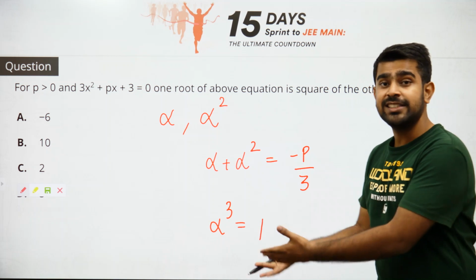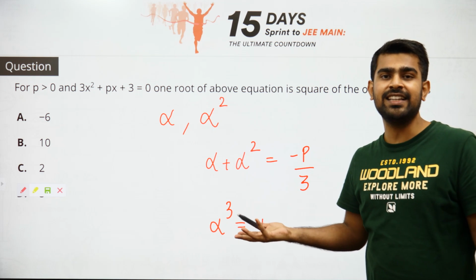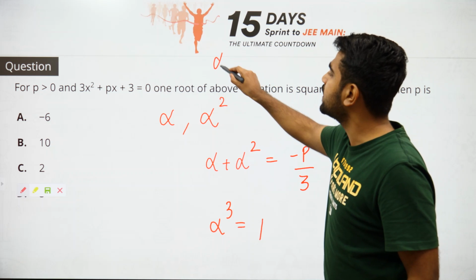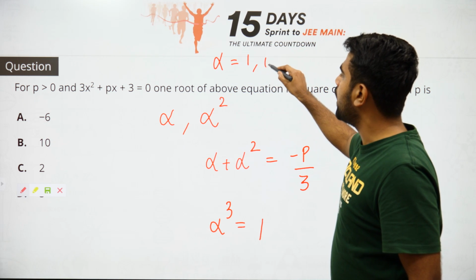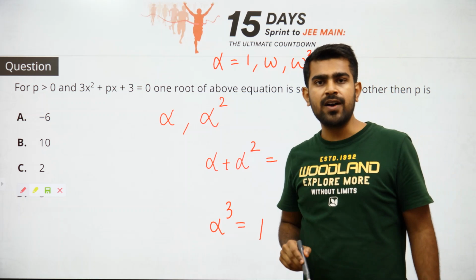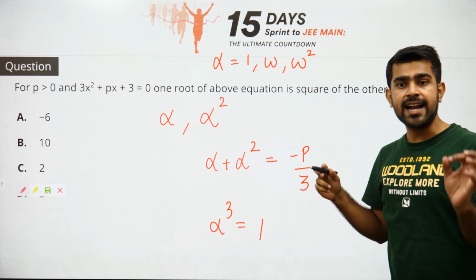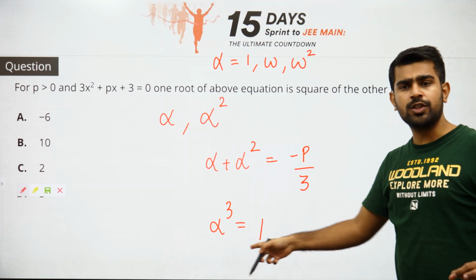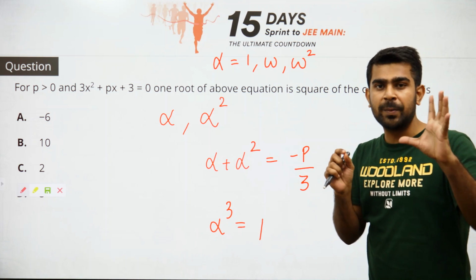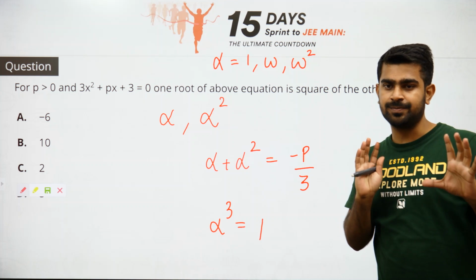But guys, something amazing happened here. Alpha cube is equal to 1. I can get alpha directly. So what is alpha? Alpha can be 1 or omega square. Isn't that correct? Why is that? Because this is nothing but the cube root of unity. So they have mixed the concept. Can you visualize that? That is super amazing. They are mixing two different chapters in a very good manner.